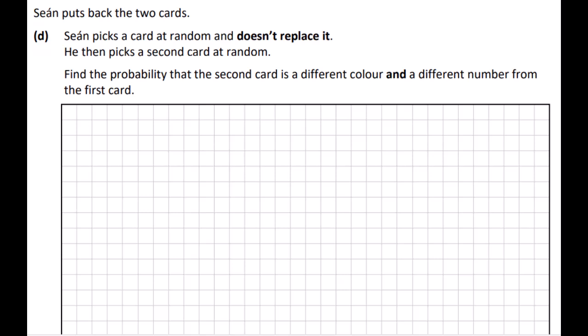Sean picks a card at random and doesn't replace it. He then picks a second card at random. Find the probability that the second card is a different colour and a different number from the first card.